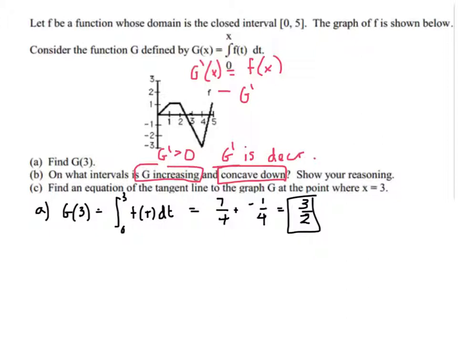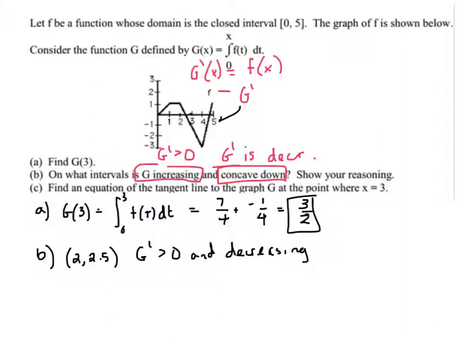So where does that occur? Remember, the derivative is the graph we've got. Where is the derivative positive but decreasing? Well, that occurs from 2 to 2.5. And show your reasoning: this is where the derivative, the graph we have, is greater than 0 and decreasing. So we really just were able to use fundamental theorem part 1, the derivative of the integral, to show that we actually have a derivative graph. g prime is this graph. And it makes a pretty easy question.